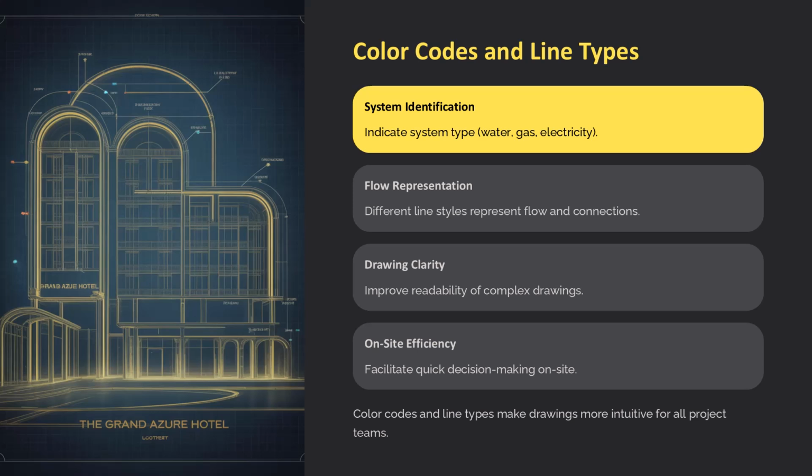They allow quick identification of systems without confusion. On-site teams use them to make faster decisions during construction. For maintenance staff, they serve as reliable guides in locating specific systems. Color coding also reduces the risk of errors when multiple utilities run close together. Line types prevent misinterpretation of flows and connections. These simple visual cues make hotel projects more efficient and safe. They are an essential part of professional engineering documentation.